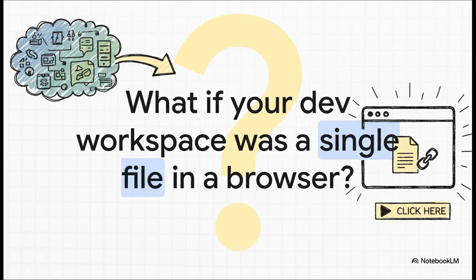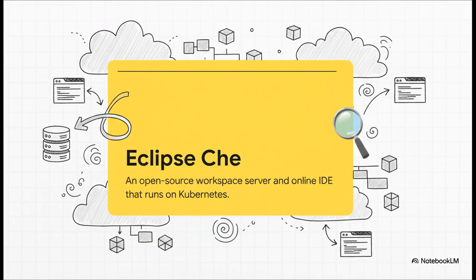Seriously, what if your whole dev workspace, we're talking the code, all the tools, the runtimes, everything, was just defined in a single file? A file that you could access instantly, from anywhere, just by opening your browser. Sounds pretty good, right? Well, that's exactly the promise behind Eclipse Che. At its core, it's an open-source developer workspace server. Basically, it's a system that creates and manages these development environments for you. It uses powerful tools like Kubernetes under the hood to give you a full-blown IDE right there in your browser.